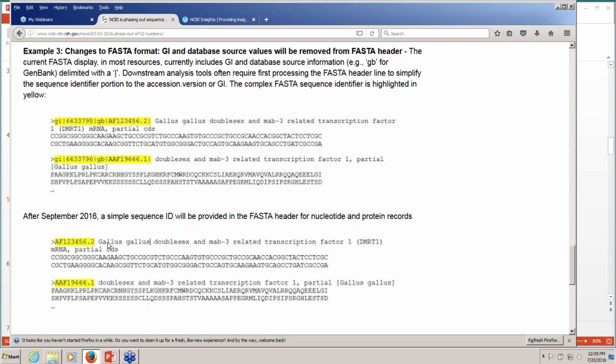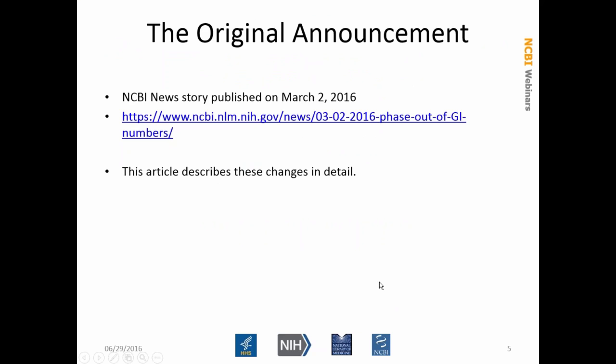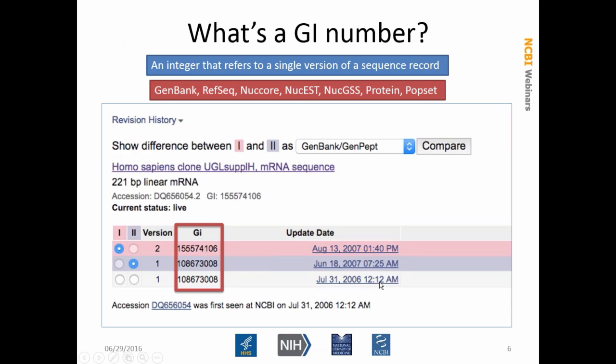But the GIs aren't present. So that's what you're getting ready for, right, is flat files and FASTA records that don't have the GI numbers present. So I'm going to go back to the slides here and talk a little bit about what GIs are. So just to review what GIs are and why we've used them.